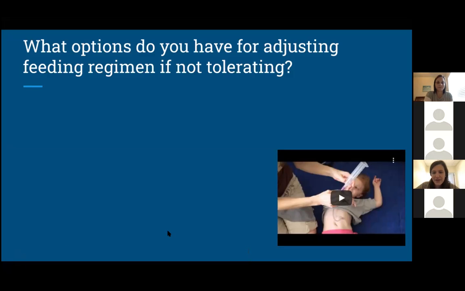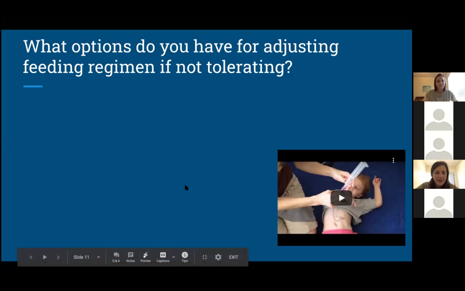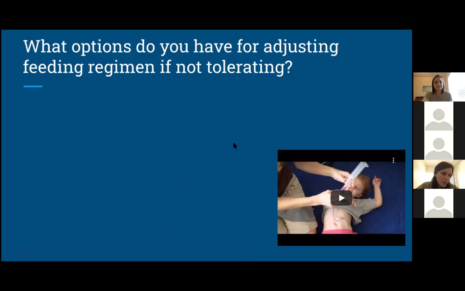Yeah, awesome. So I think the main suggestion is slowing down the feeds, which is a great thought. That's something that's really easy to do: slowing down the feeds, or giving smaller boluses more frequently, or doing continuous feeds, any way that makes it easier on what they're getting in their stomach.